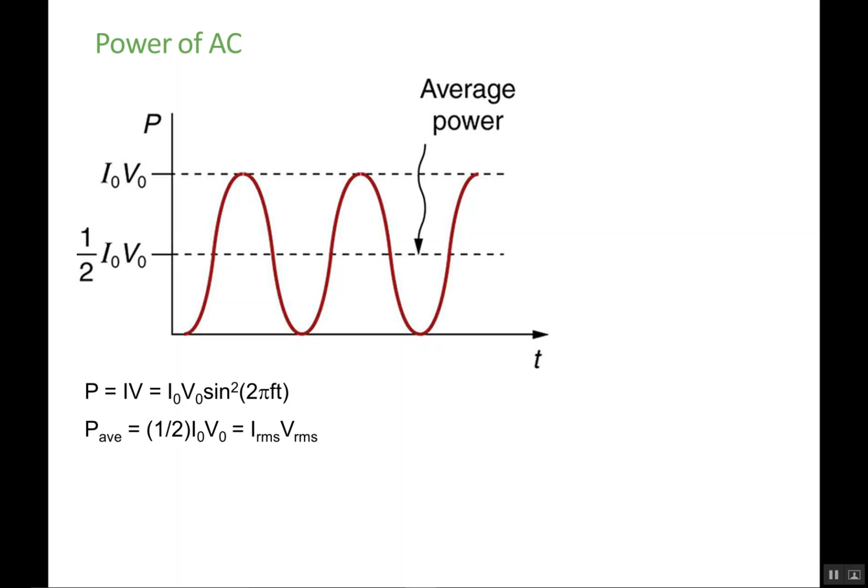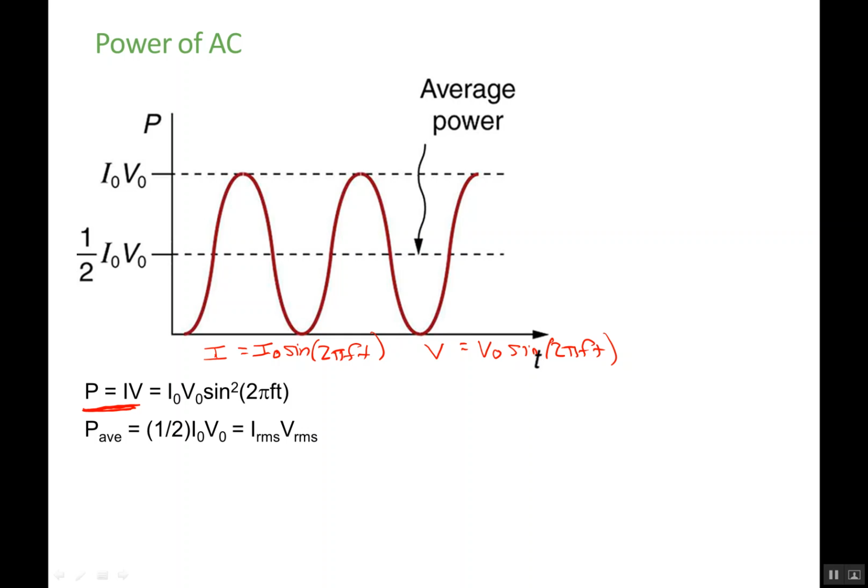So let's think about how you figure out the power that can be delivered by an AC signal. Well, you start with the definition of electric power. Power is I times V. But now, if you're dealing with alternating currents, I is I naught sine 2 pi f times t, and V equals V naught sine 2 pi f times t. So if you multiply them, you end up with I naught V naught sine squared 2 pi f times t.